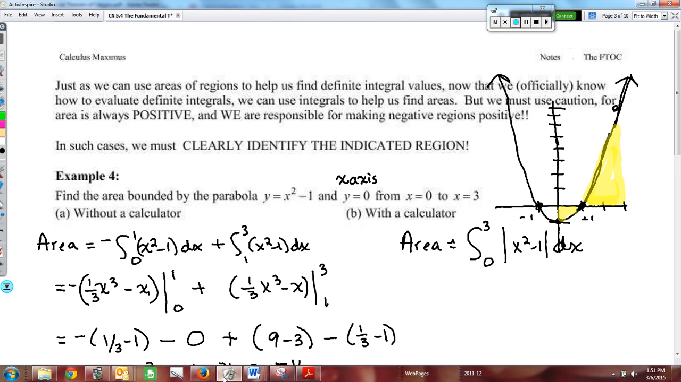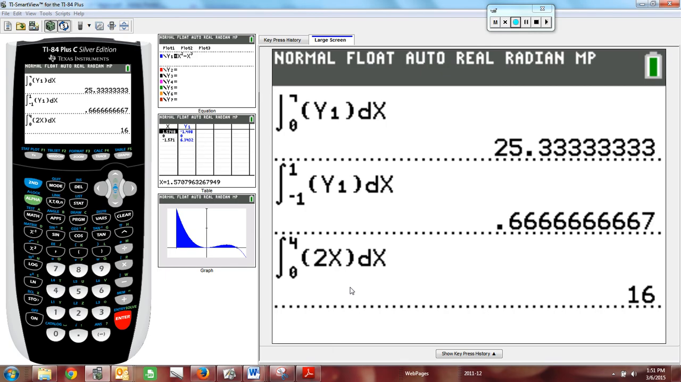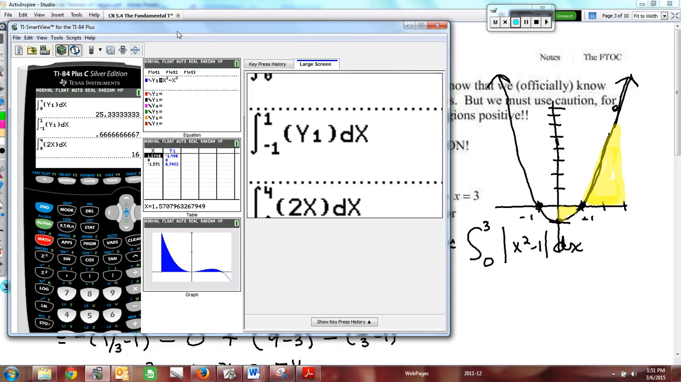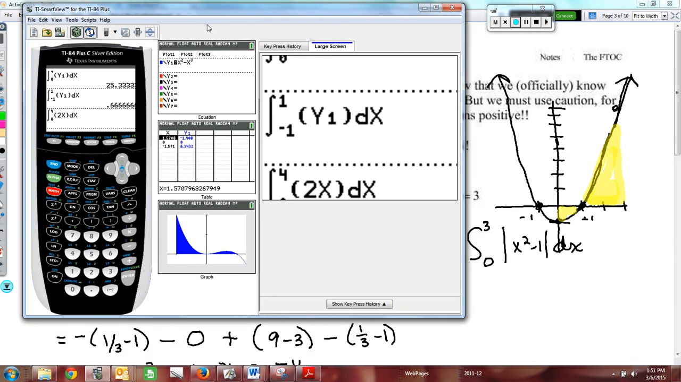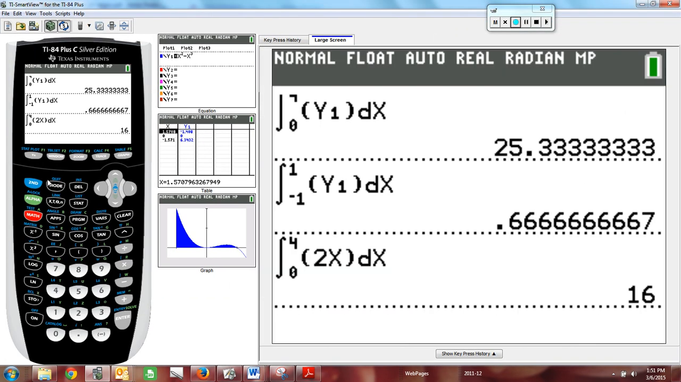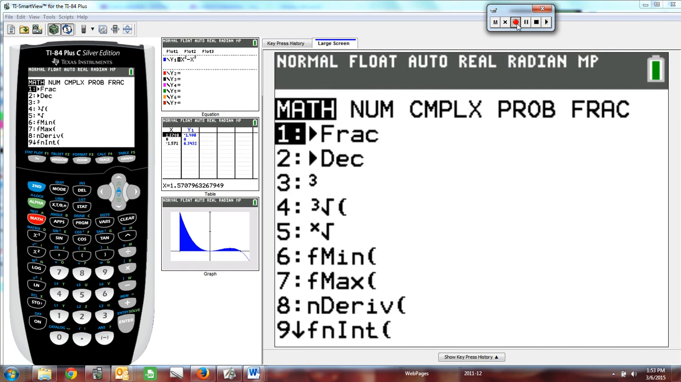But on the calculator, I would just grab my calculator at this point and choose my math in number 9. If it's going to work here, I might have to pause this and see what's going on. Alright, I'm going to pause, shut it down, and restart.